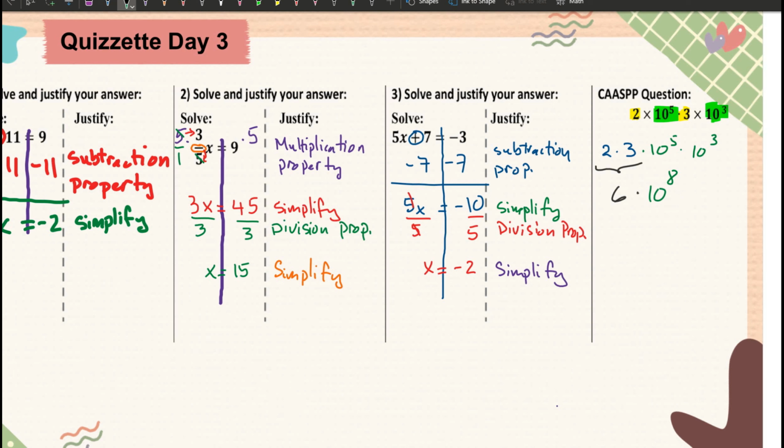Scientific notation has one digit in front of the decimal point. So we have 6 times 10 to the 8th. If we look at the decimal point for the 6, it's right after the 6. So 6 itself is a scientific notation. It already satisfies the scientific notation: you have one digit in front of the decimal point. So there's nothing we have to do here. You just write down 6 times 10 to the 8th power. That will be it.